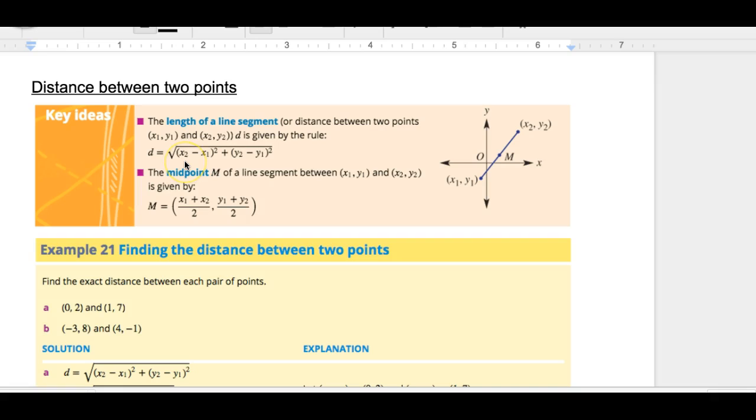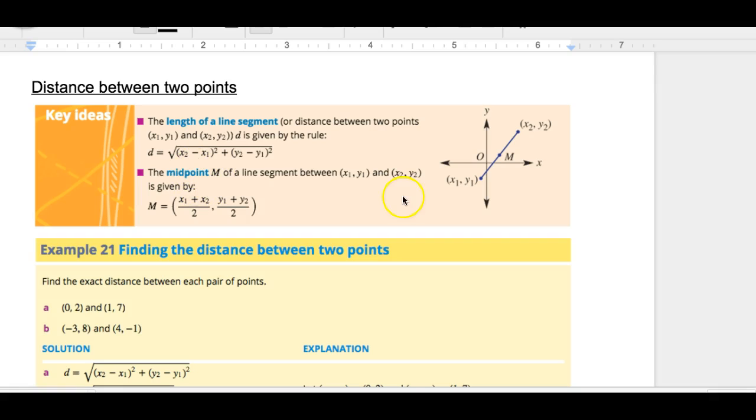You've got your 2 points here, x1, y1, x2, y2. It doesn't matter if you call them the other way around, because you'll get a negative value, but when you square it, you get a positive answer. We'll do some examples shortly, but as long as you can do some substitution, you'll be able to do the length of a line segment.